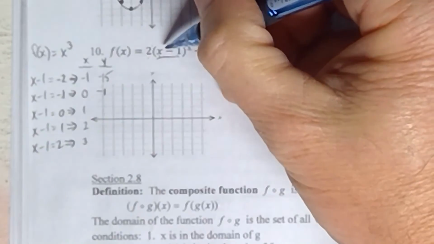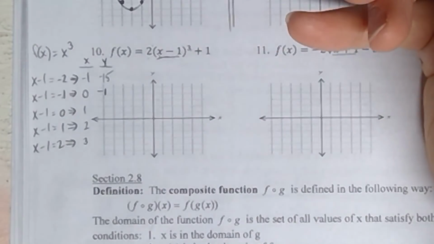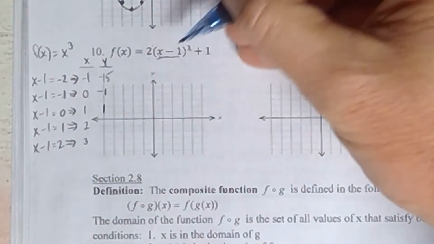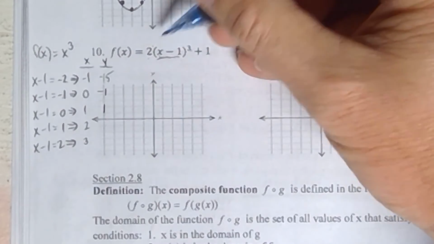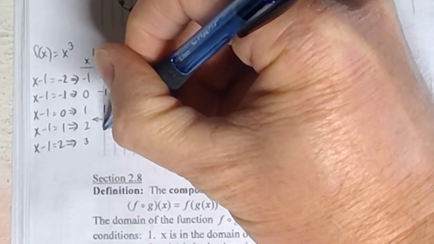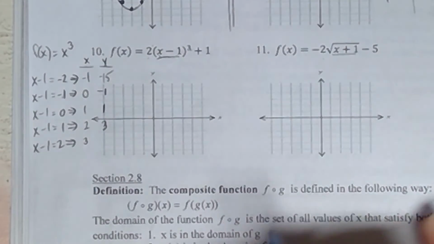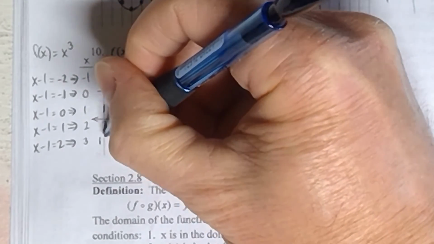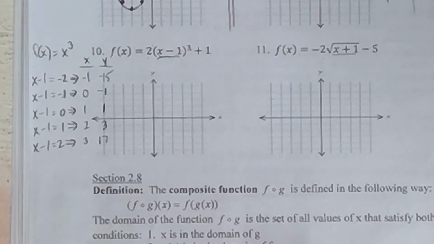Plugging in 1, I end up getting 0 cubed is 0. Times 2 is still 0. Plus 1 is 1. Plugging in the 2, let's see, I get 1 to the third is 1 times 2 is 2. And then plus 1 is 3. And then finally, if I plug in 3, to make a long story shorter, let me just do it. It's going to be 17. All right.